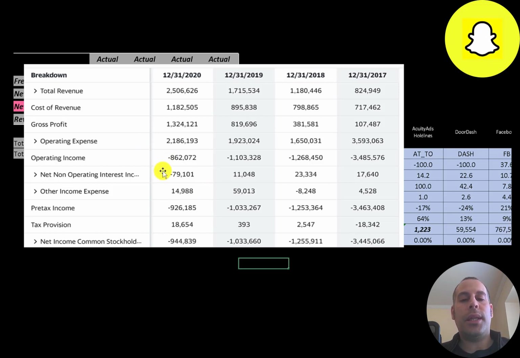Below that is the interest they pay on their debt. And below that is other income and expenses, which is usually impairments or other non-cash gains and losses. Then you have your pre-tax income, then your taxes, and the bottom line of the income statement is their net income. And it is negative every year, but it is improving. It was negative 3.4 billion, now it's negative 1 billion.